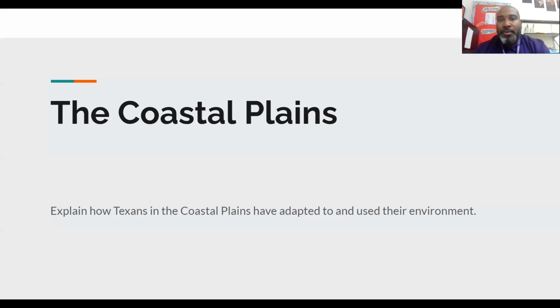So today we'll be talking about the coastal plains and its subregions. Subregions are smaller regions that make up a larger region. Our objective is that the student should be able to explain how Texas is in the coastal plain and how the coastal plain have adapted to use their environment.